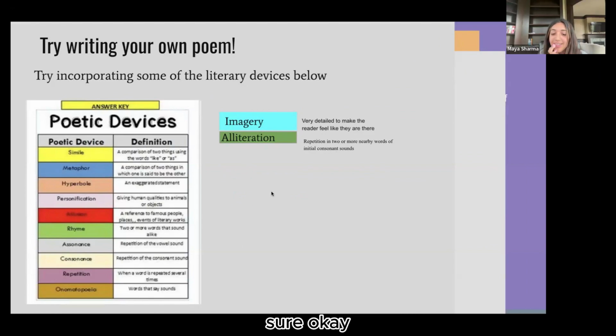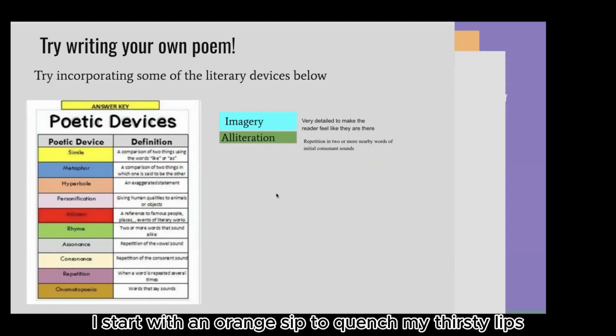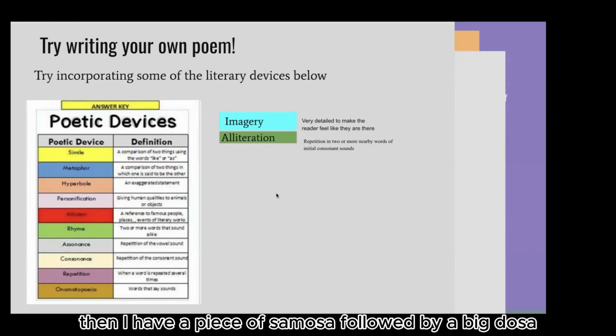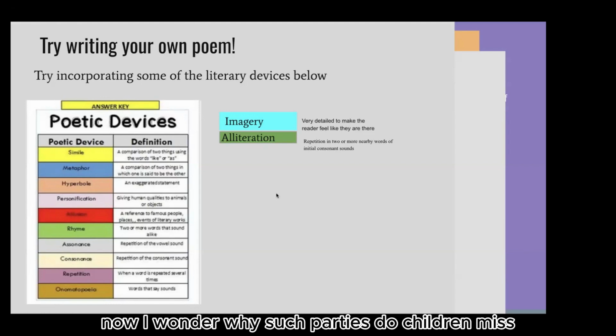Sure. Okay, what shall I eat at the party? It should be stomach filling and hearty. First, I start with an orange sip to quench my thirsty lips. Then I have a piece of samosa, followed by a big dosa. When I was leaving, my friend gave me a kiss. Now I wonder why such parties do children miss. Thank you.